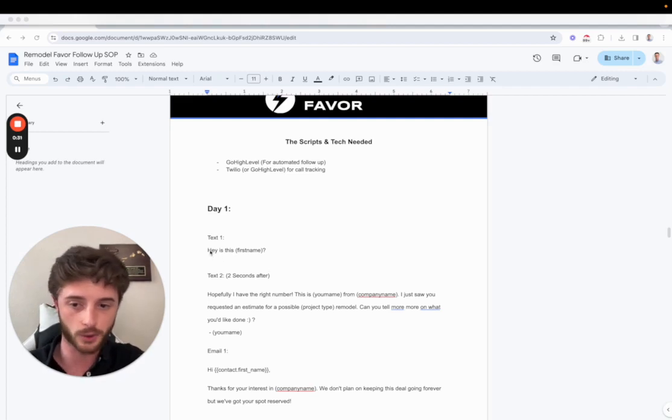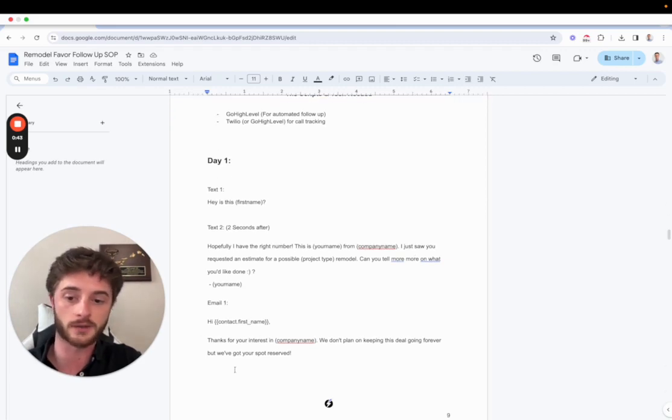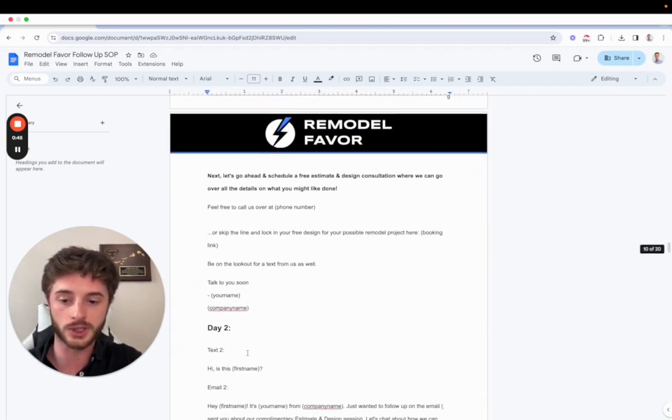So for example, we have text 1, hey, is this first name? Text 2, hope they have the right number. This is Cannon from Remodel Favor. I just saw you request an estimate for a possible kitchen remodel. Can you tell me more on what you'd like done? All right, and then we have email 1. And then, it just keeps going from here.